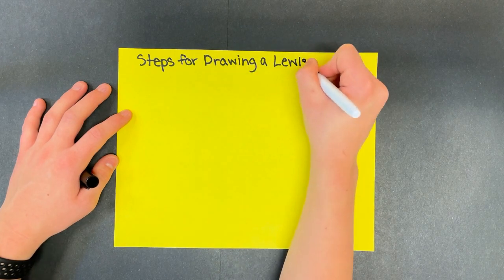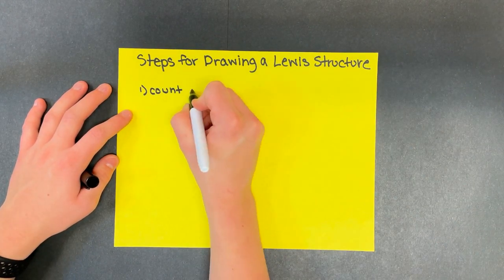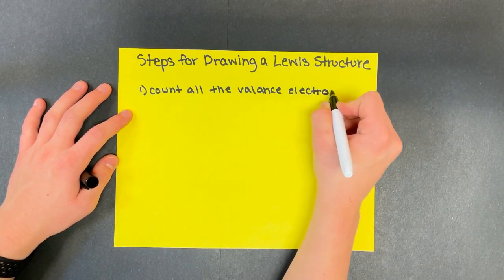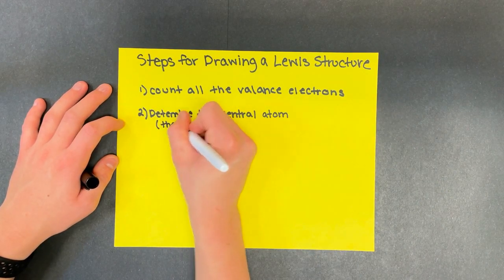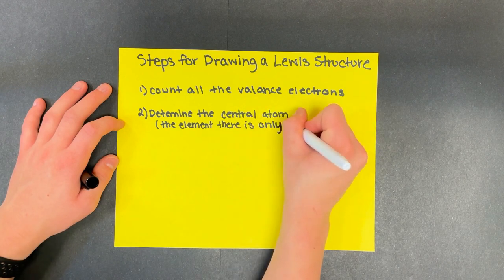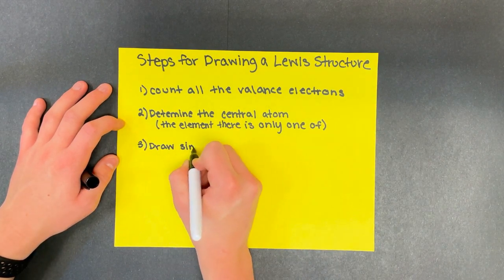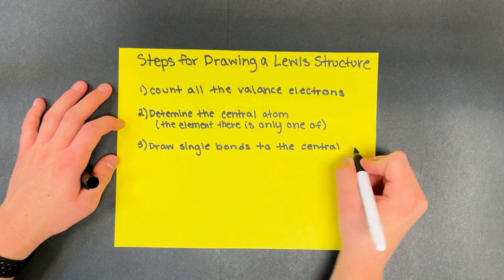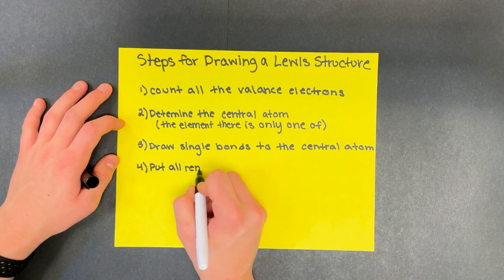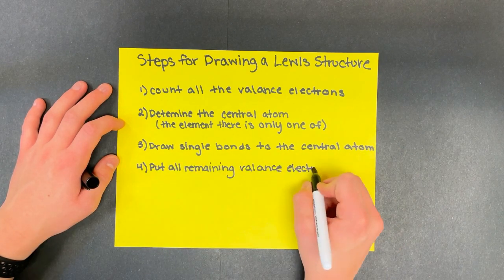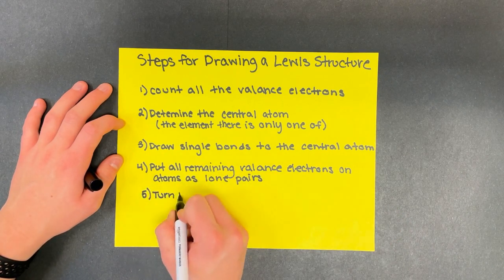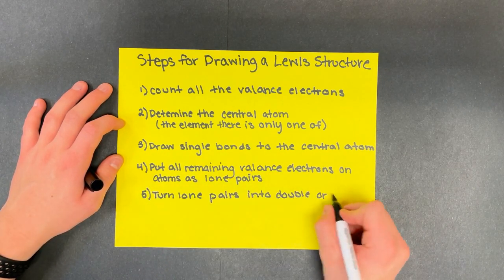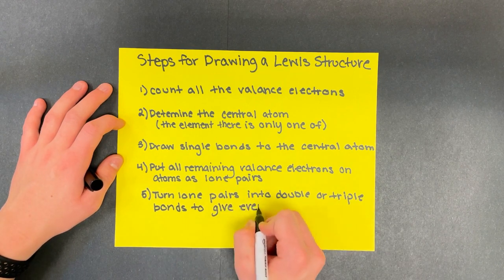First off, we're going to start with steps for drawing a Lewis structure. The first step is to count all of the valence electrons. Second is to determine the central atom. This is the element there is usually only one of. Third is to draw single bonds to the central atom. Fourth is to put all remaining valence electrons on atoms as lone pairs. The last step is to turn lone pairs into double or triple bonds to give every atom an octet.